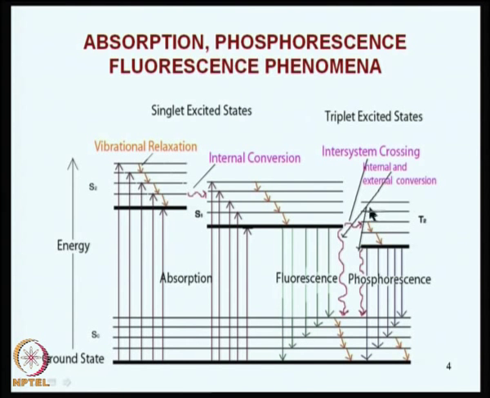In phosphorescence, apart from the excited energy state, there is a separate metastable state. From the first excited state, the molecules come down to the excited metastable state. From there, they return to the ground state. So, this process, the third one, takes more time.